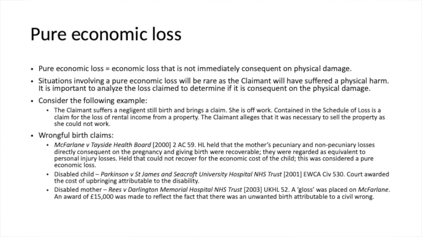We have the decision in Parkinson and St James and Seacroft University Hospital, and that involved a disabled child, still a wrongful birth claim obviously, and the court awarded the cost of upbringing attributable to the disability. And then we have the decision in Rees and Darlington, which involved the mother was disabled, and effectively a bit of a gloss was placed upon McFarlane, and an award of £15,000 was made to reflect the fact that there was an unwanted birth and that was attributable to a civil wrong.